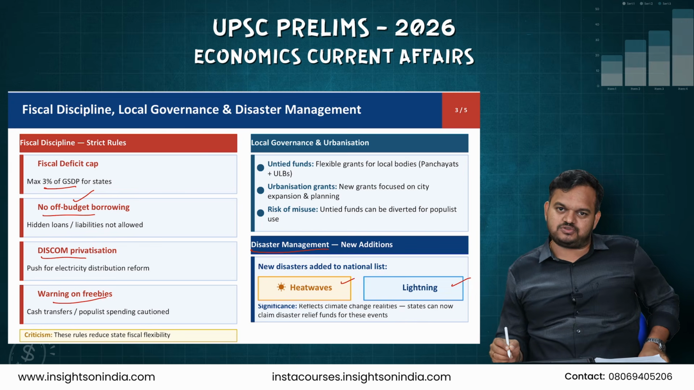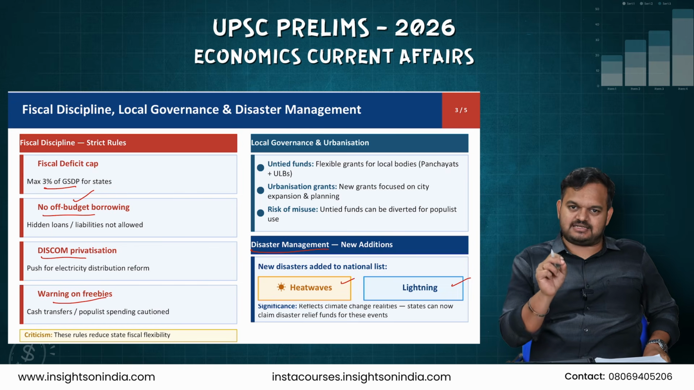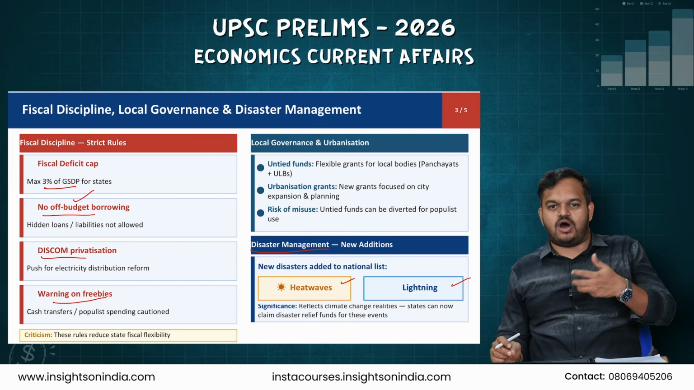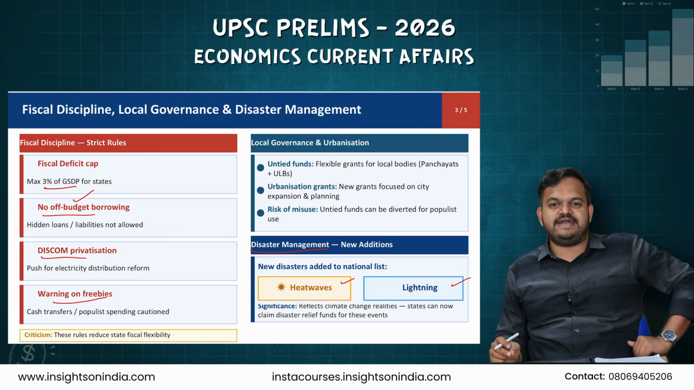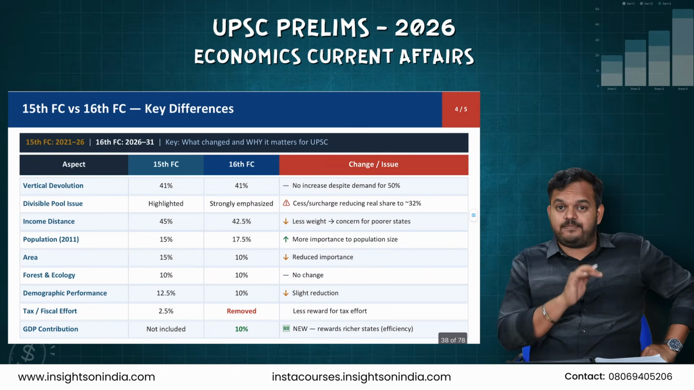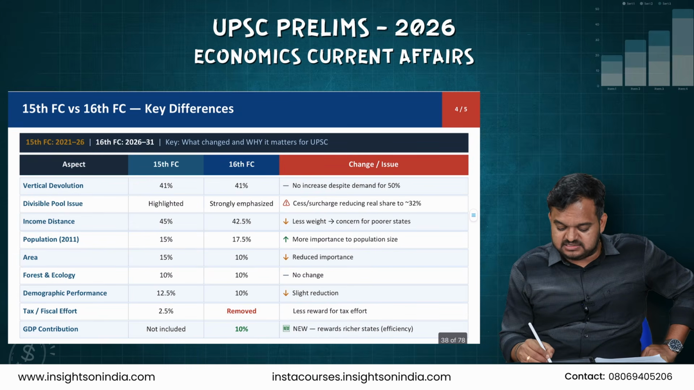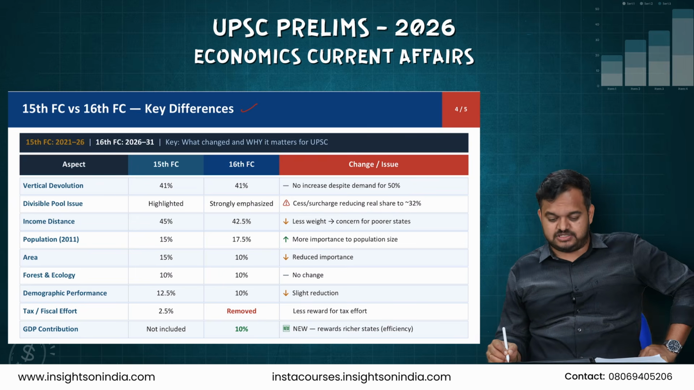So this can be a prelims question. Which new disasters have been added or included by the Finance Commission, right? How is it going to help? It is going to help the state governments to seek funds under NDRF. Got it? Again, very important. What are the key differences between the 15th Finance Commission and 16th Finance Commission recommendations?